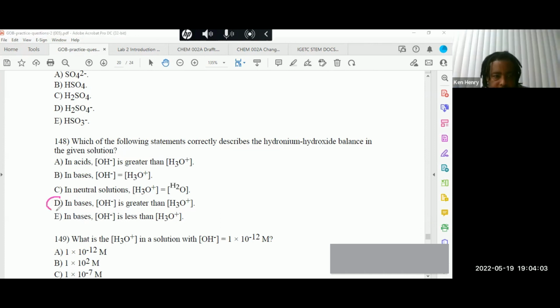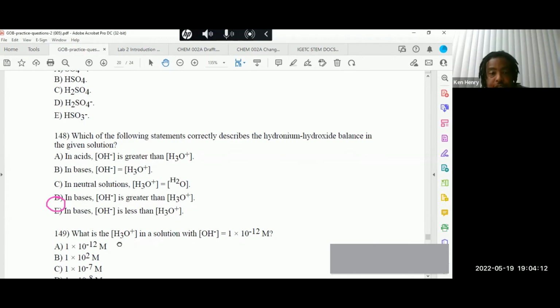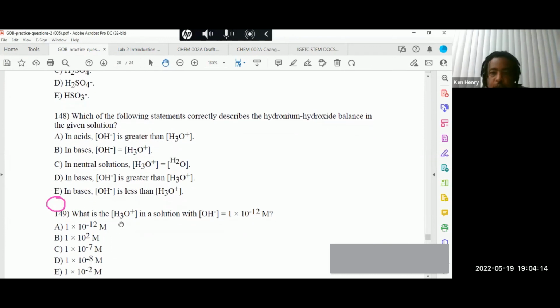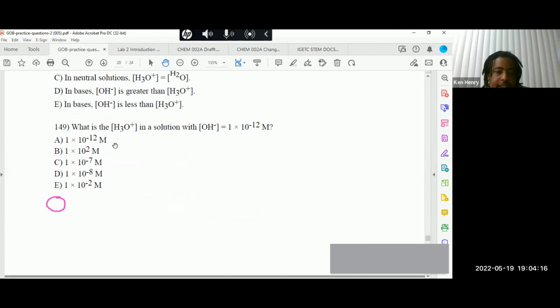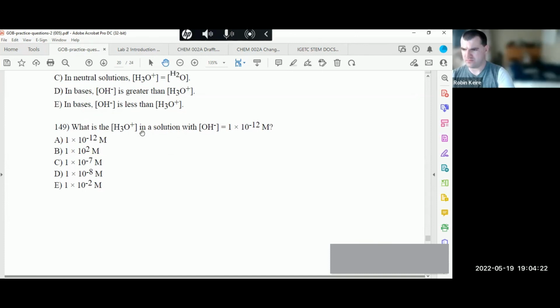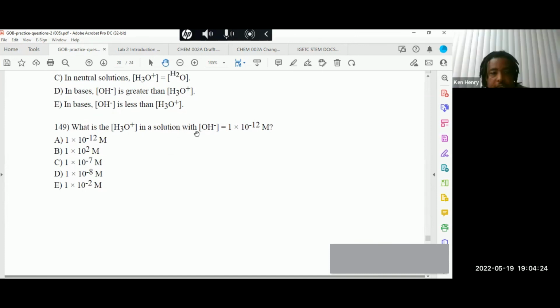Because we know if it was an acid, we're going to have more H3O plus. And if it was neutral, the H3O plus is going to equal OH minus. Okay. What is H3O plus in a solution with OH minus equal to 1 times 10 to the minus 12 mole?